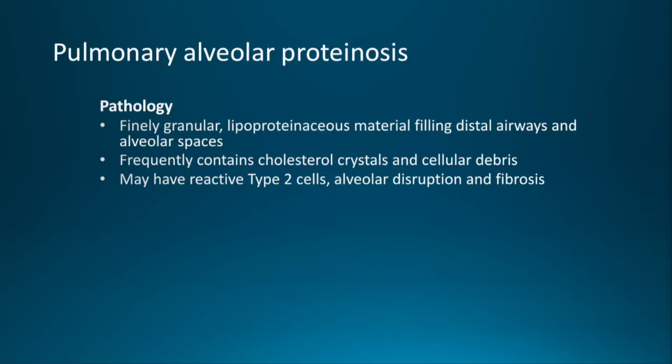So the term pulmonary alveolar proteinosis, or PAP, what does it mean? From a pathologist standpoint, it means this finely granular lipoproteinaceous material that fills the airways, both proximal and distal. It doesn't always, but it frequently contains cholesterol crystals as well as cellular debris and inflammation. And you may have associated reactive type 2 cells as well as alveolar remodeling and fibrosis, especially when it's a chronic process.